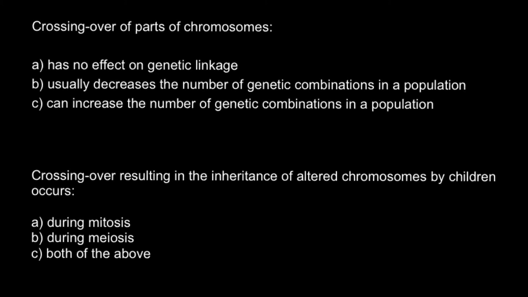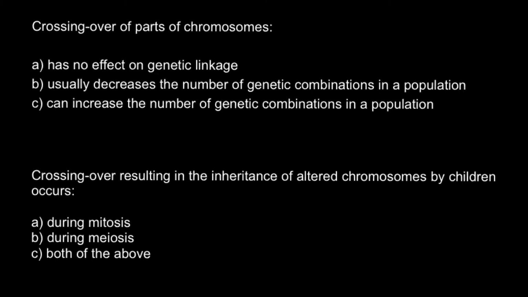And here is the first question: crossing over of parts of chromosomes. Answer A: has no effect on the genetic linkage. Answer B: usually decrease the number of genetic combinations in population. And answer C: can increase the number of genetic combinations in population.